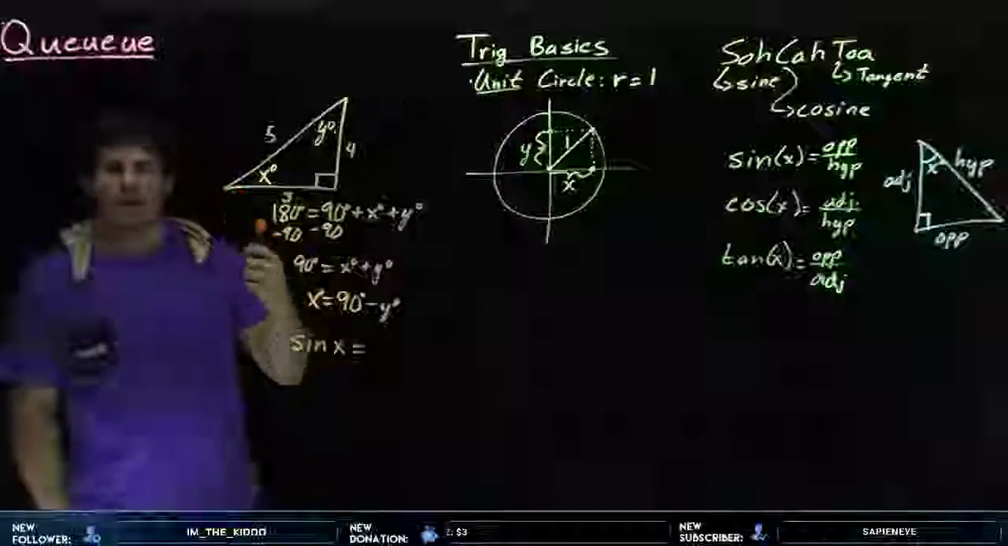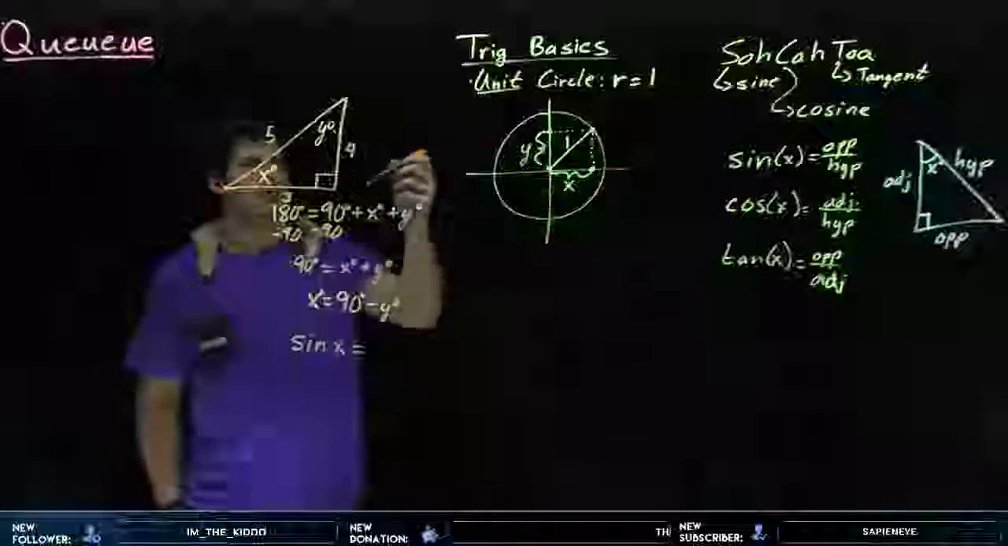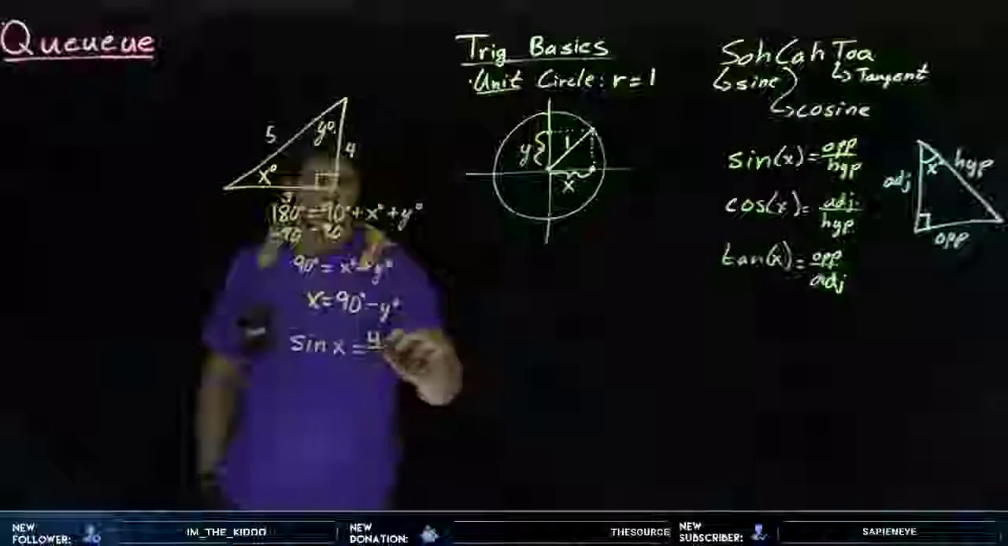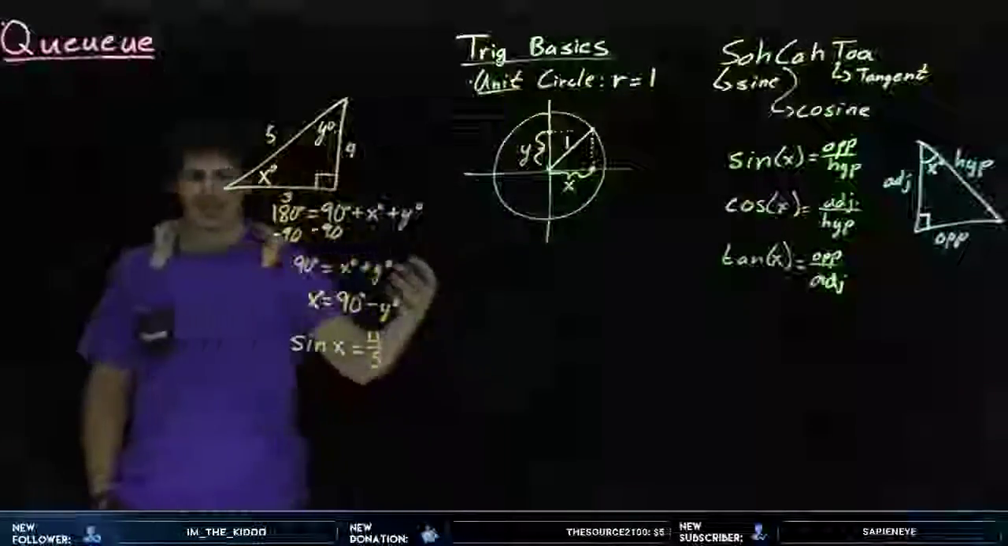Well, x, the sine, is going to give me the opposite over the hypotenuse, so I'm going to get 4 over 5. Cool. Brendan, we've already gone over this. You're boring us. I know.